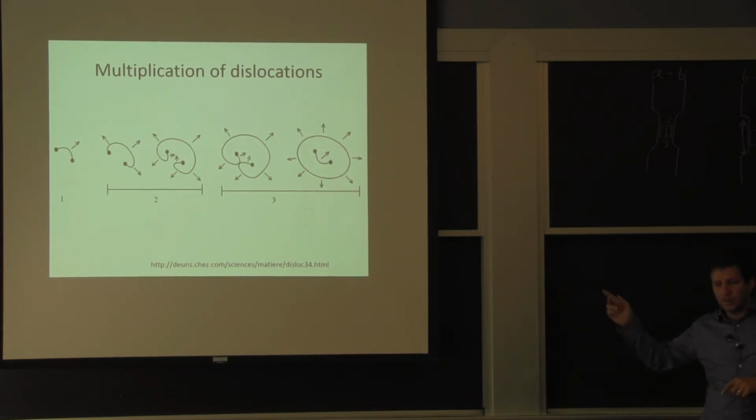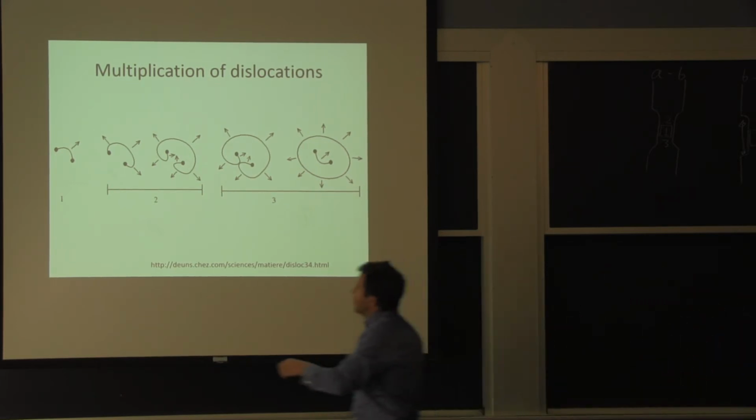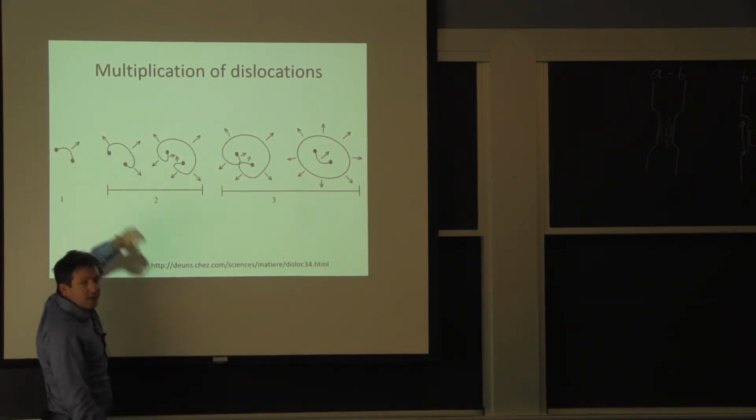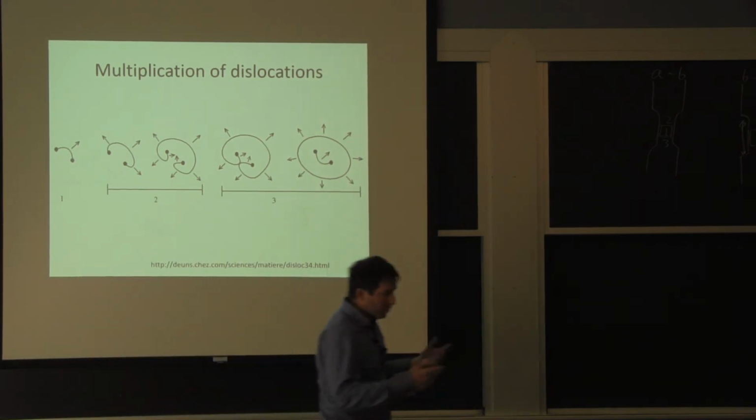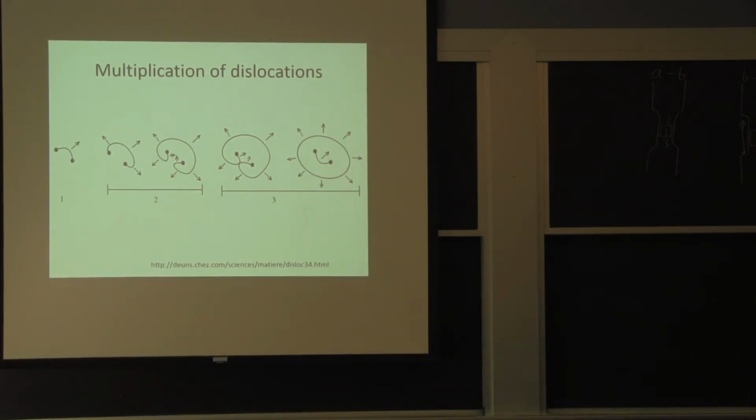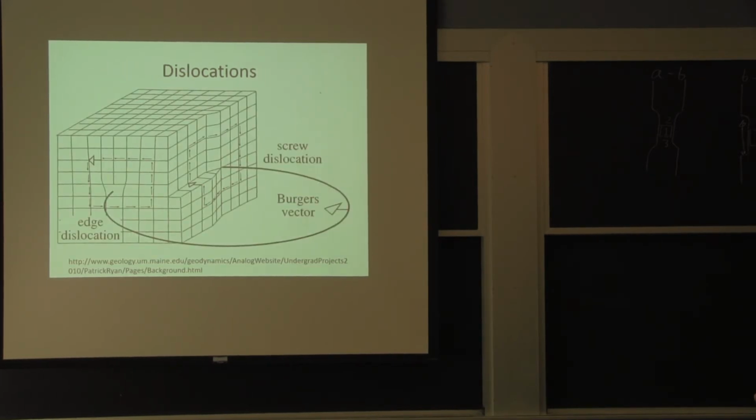And they'll keep going. They go away and they start interacting with the others. They make more of these anchorage points. And then all of a sudden you start having them on other planes, and it just goes crazy. Okay. Now, what exactly is the dislocation?